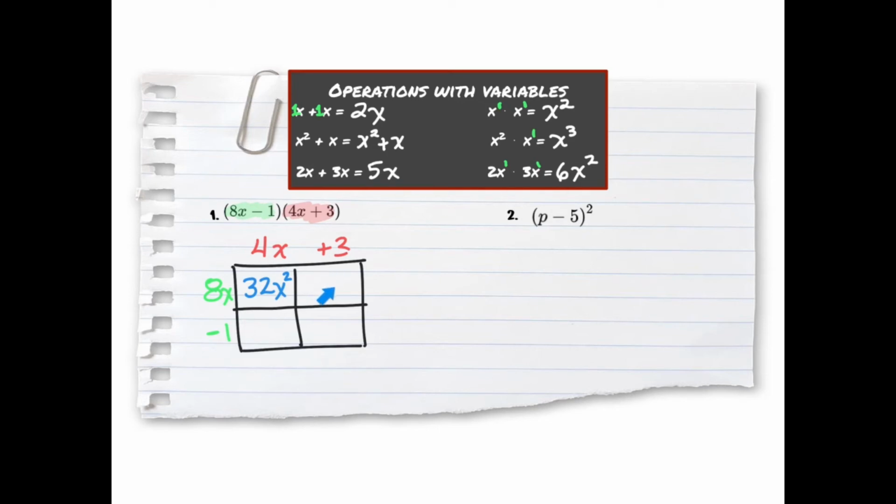How am I going to fill this box? Doing length times width. So 8x times 3. So 8 times 3, 24. And we have x times nothing stays an x. Okay?